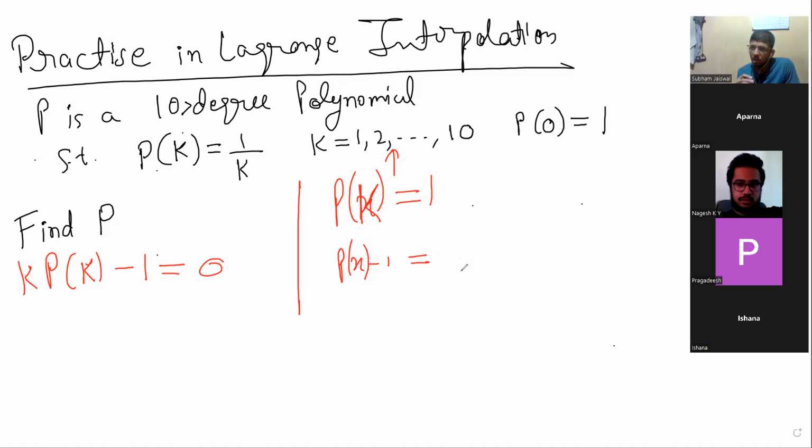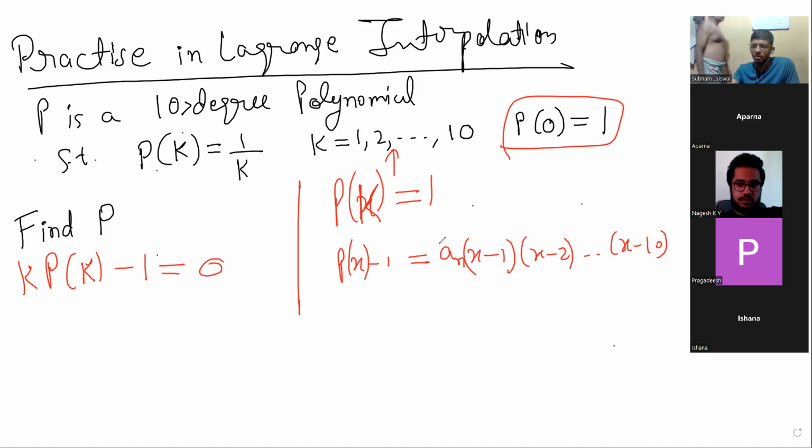Polynomial P(x) minus 1 has 1 as a root because P(1) minus 1 is 0. It has 2 as a root, and so you would say, okay, then P(x) minus 1 has these 10 roots. Obviously, there could be some coefficient here. Suddenly, you get the polynomial also. How do you find a_n? You have one more piece of information: P of 0 is 1.